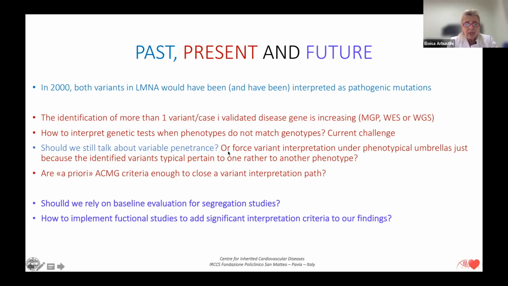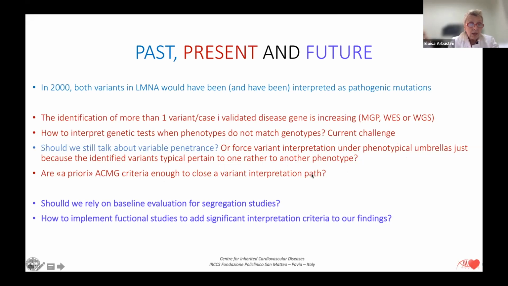Or again, should we force variant interpretation under phenotypical umbrellas just because the identified variants typically pertain to one rather than to another phenotype? In other words, should I force a lamin variant in a DCM phenotype just because lamin typically is associated with DCM or not? And another question, are a priori ACMG criteria for variant interpretation enough to close a variant interpretation path?